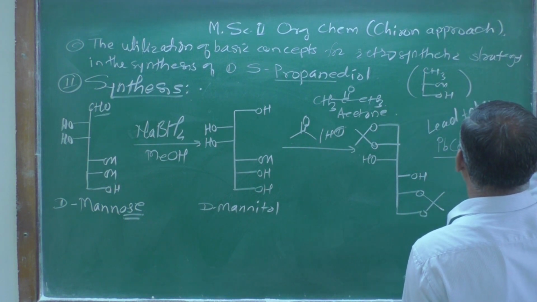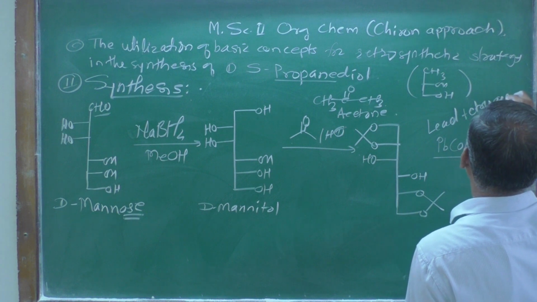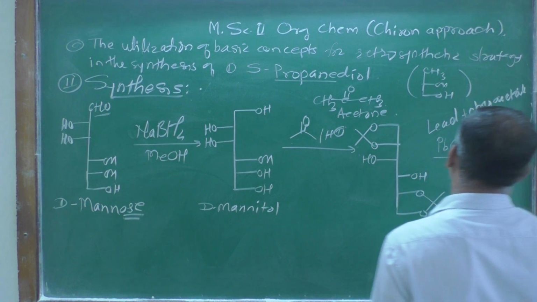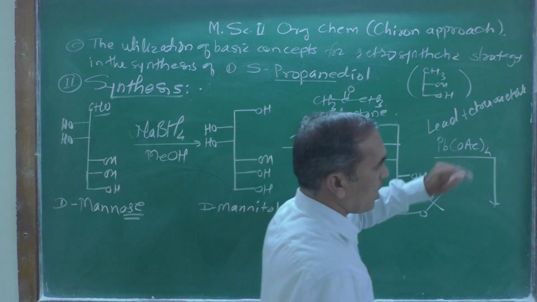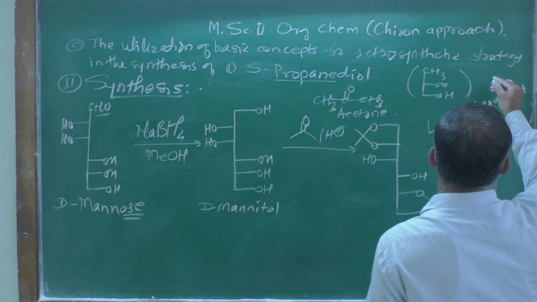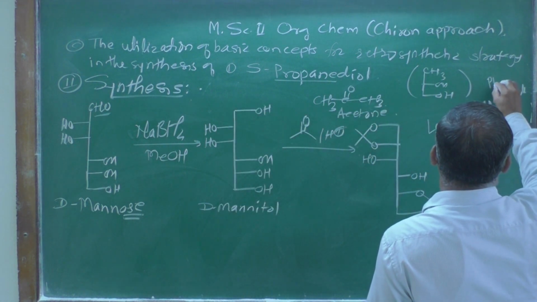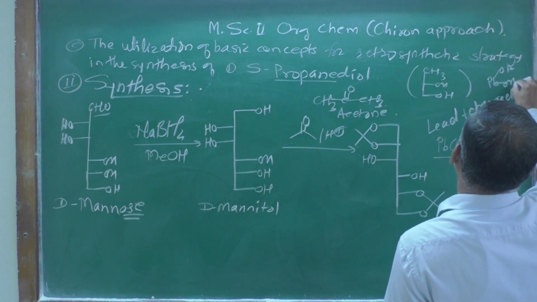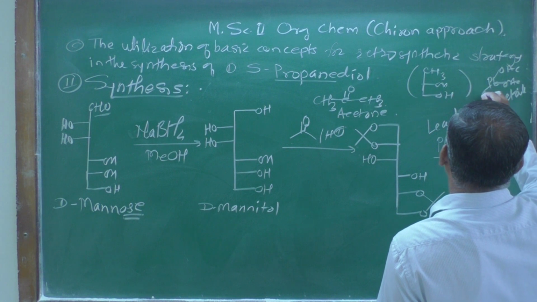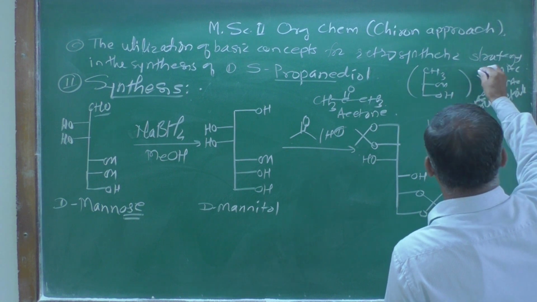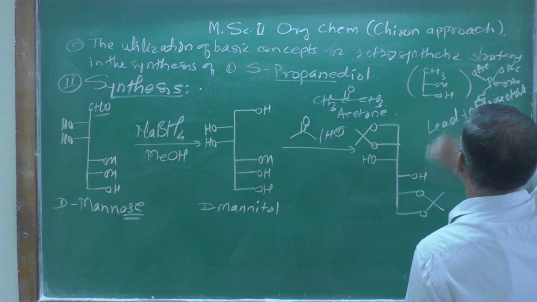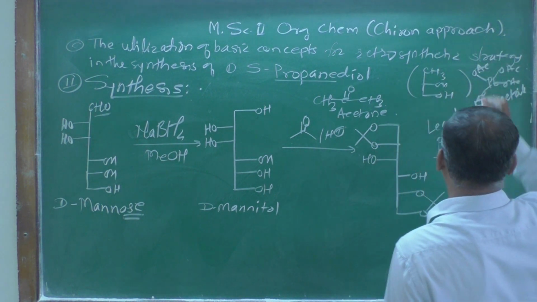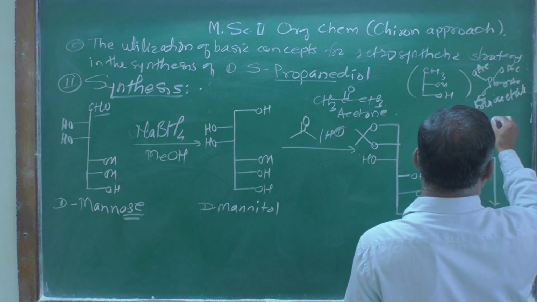Tetra means these 4, and OAc is acetate, so this is tetraacetate. That is lead tetraacetate. How can we show this lead tetraacetate? This is Pb, which means lead. Here OAc. AC you might be familiar with already. AC means acetyl group. Acetyl groups are written like this.